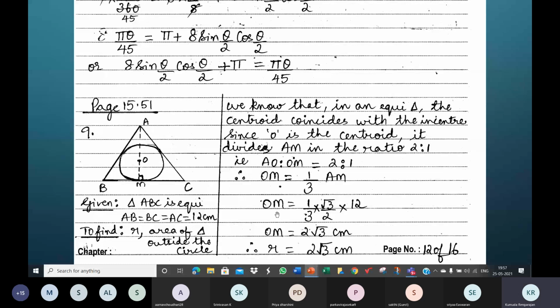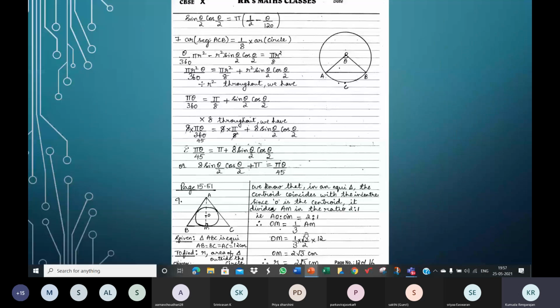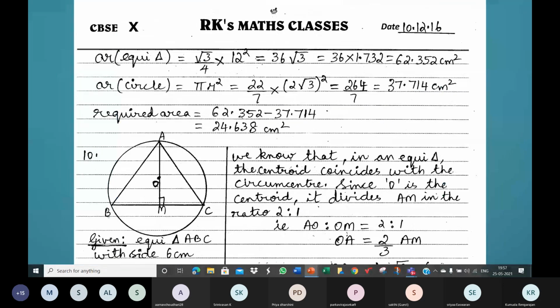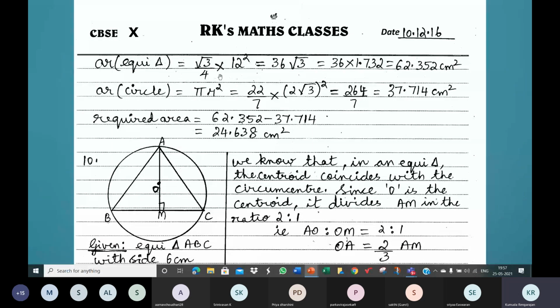Any doubt with this one, children? The radius is 2√3, and once we find the radius, find the area of the triangle, find the area of the circle, and the difference will give you the area of the shaded region. Area of the triangle, you can see it here. Area of the circle. The difference is the area of the shaded region.